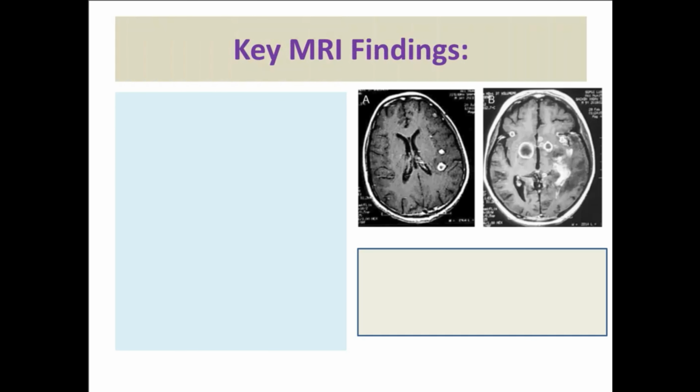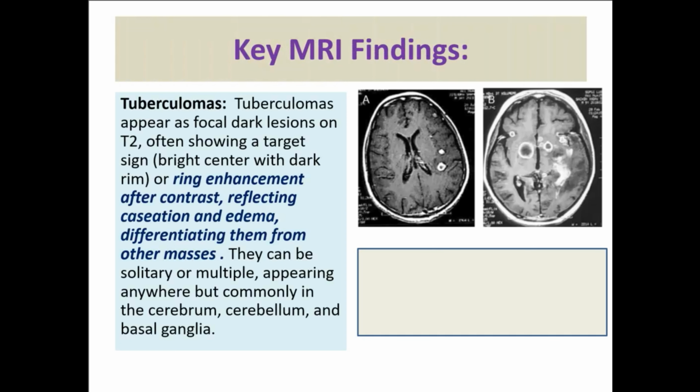Key MRI findings: tuberculomas. Tuberculomas appear as focal dark lesions on T2, often showing a target sign, bright center with dark rim, or ring enhancement after contrast, reflecting caseation and edema, differentiating them from other masses. They can be solitary or multiple, appearing anywhere but commonly in the cerebrum, cerebellum, and basal ganglia. Cranial MRI changes in tuberculous meningitis. Tuberculoma in T1 contrast images A and B.